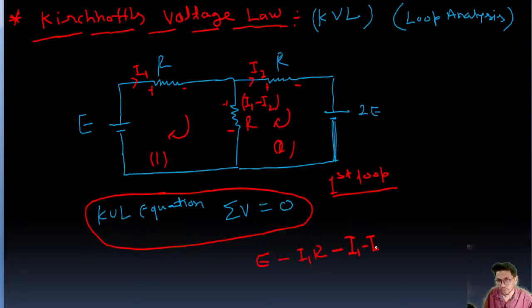I will solve one question, then it will be clearer to you. So, I1 minus I2 into R. In this loop, E is minus to plus, then plus to minus, so E minus I1 R, and minus (I1 minus I2) into R. In this loop this is going to be equal to 0. This is the first loop, where we have used KVL. Similarly we'll use it in the second loop.